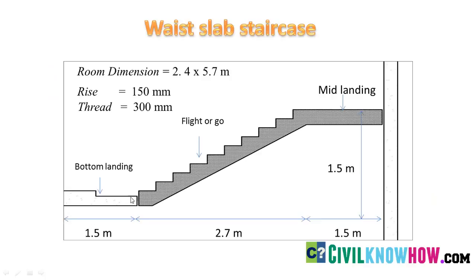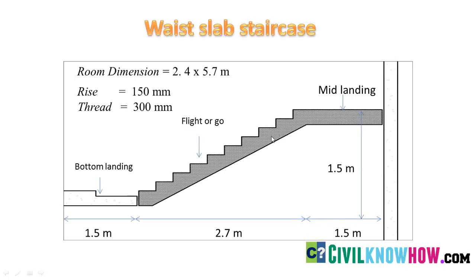In this figure you can find that the first flight of stair is divided into three different parts. The first one is the bottom landing that has a span of 1.5 meter, and the second one is a flight or a go which has a span of 2.7 meter, and it consists of a waist slab and the steps that are assigned on it. In the case of steps, the dimensions of the rise and the tread are 150 mm and 300 mm respectively. And the next part is the mid landing that is about 1.5 meter from the floor level and has a span of 1.5 meter.